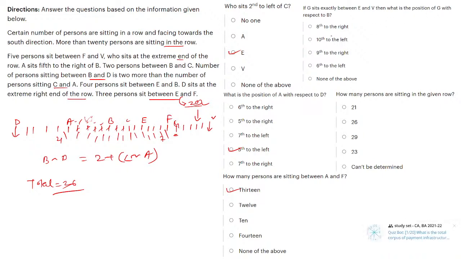Now, what is the position of G with respect to B? With respect to B, 1, 2, 3, 4, 5, 6, 7, 8, 9, 10. So, 10 to left of B. How many persons sitting in the given row? That is 26, right? Moving to next.